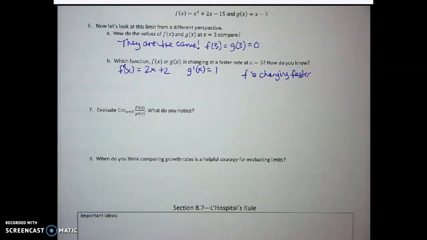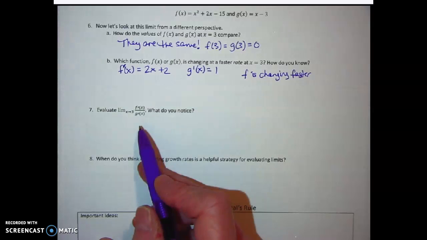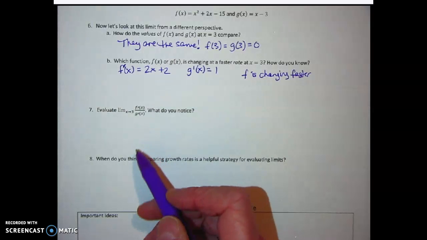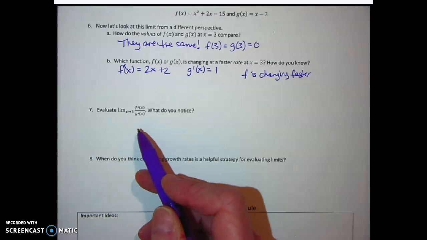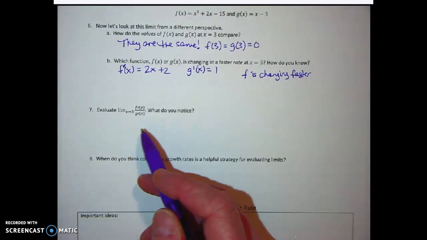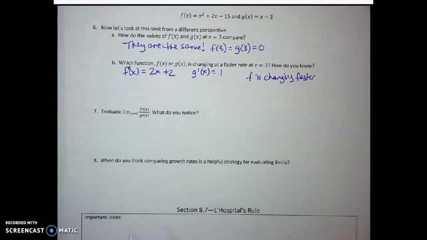So let's kind of formalize that. In number 7, let's evaluate the limit as x approaches 3 of f prime of g over g prime of g. Again, pause the video and go ahead and do this. Note you're not doing the quotient rule.